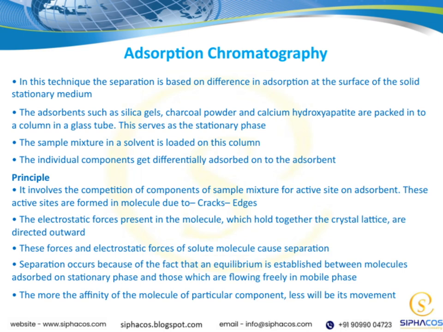Some molecules are adsorbed onto the stationary phase, while others remain in the mobile phase and flow along. The critical point is that the more a molecule has an affinity for the stationary phase, that is, the stronger its attraction, the less it will move with the mobile phase. So, molecules with higher affinity will take longer to pass through the column, allowing us to distinguish and isolate each component based on their adsorption properties.